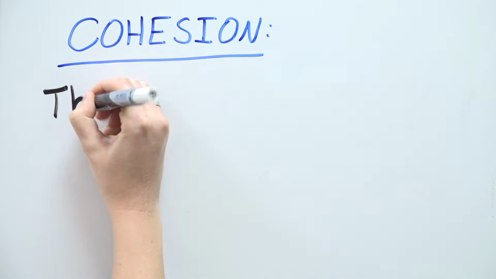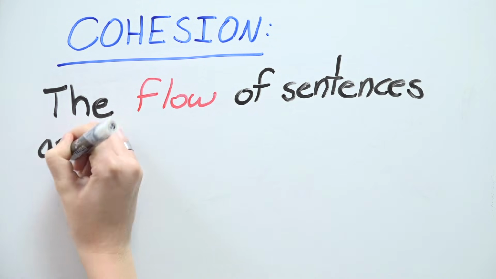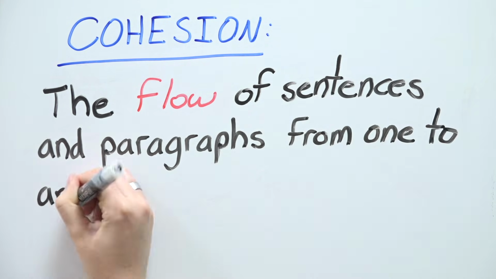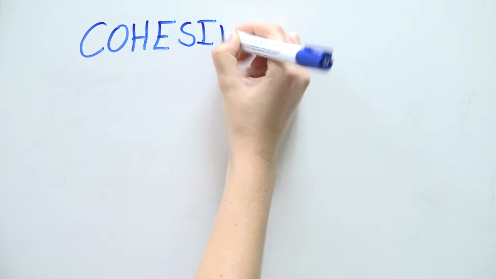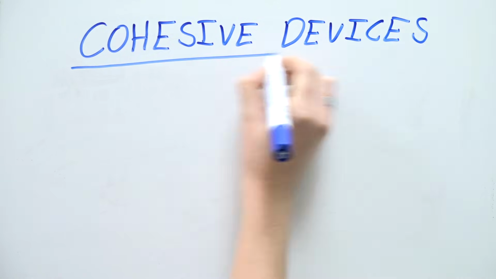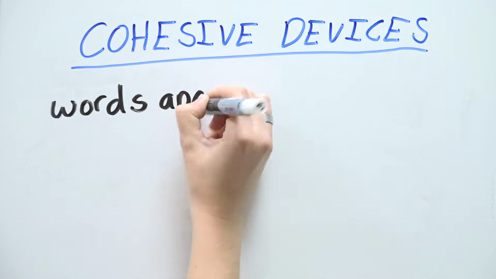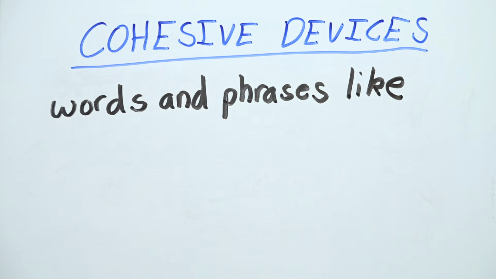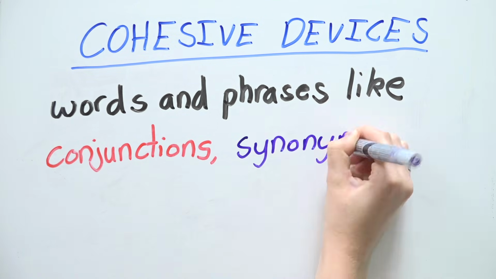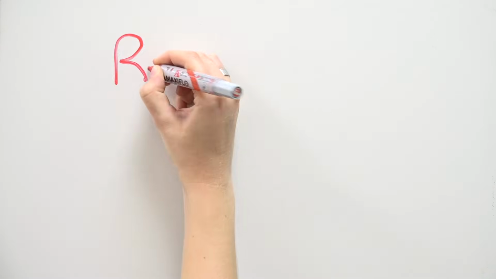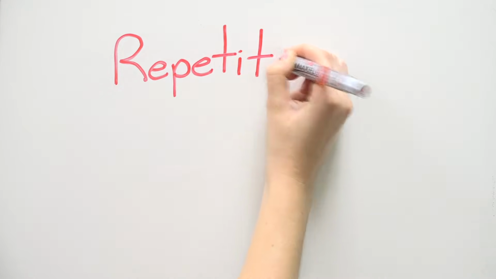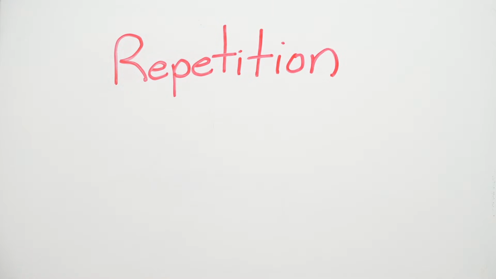Cohesion refers to the flow of sentences and paragraphs from one to another. It involves tying together old information and new. Cohesion is achieved by the use of cohesive devices. These are words, phrases, sentence structures, or anything that achieves cohesion, and often takes the form of conjunctions, synonyms, pronouns, and transitional phrases.